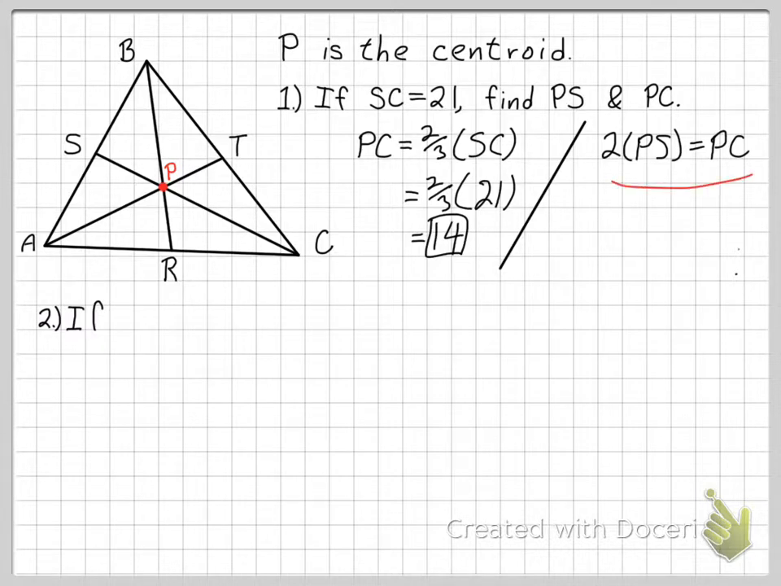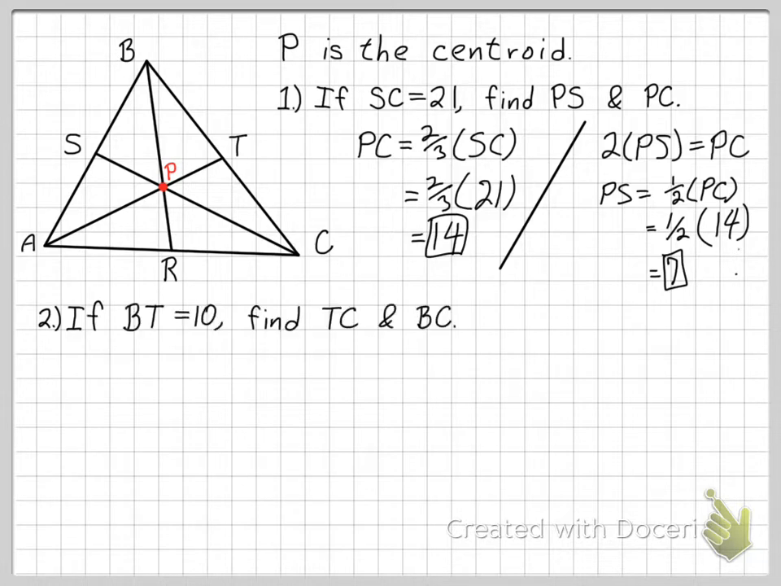So 2PS is equal to PC, and we know that PS then is 1/2 of PC, and we know that PC is 14 from right here. So PS is half that, and that's where we get the 7. Okay, so PS is 7 and PC is 14. Okay, now problem 2. If BT equals 10, find TC and BC.